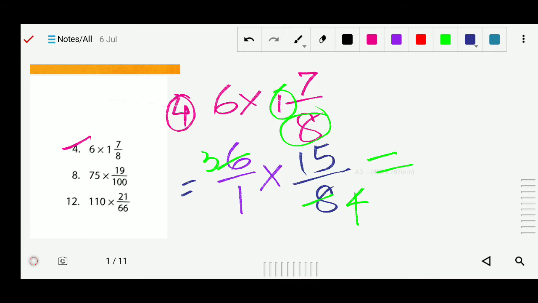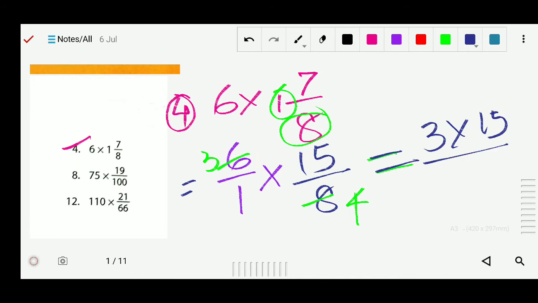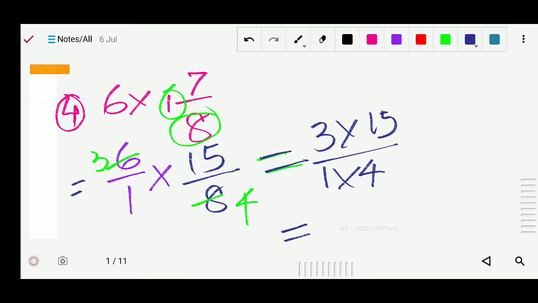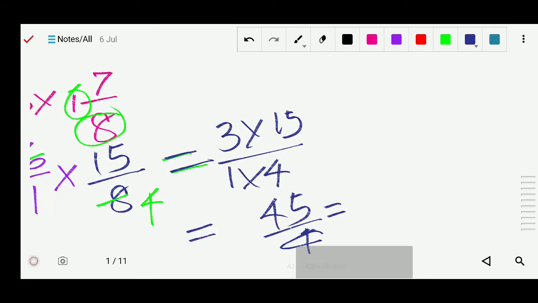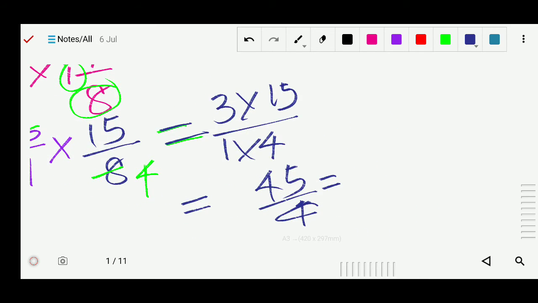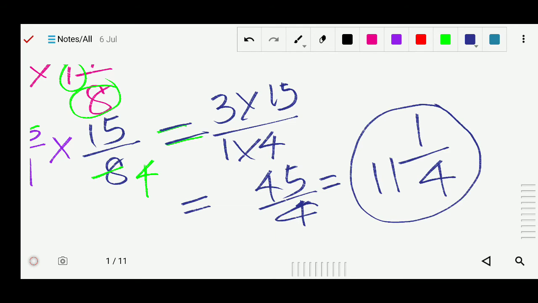So now we write 3 into 15, because the 3 remains, and 1 into 4. So 3 into 15 is 45, by 4. Again it is improper, so we change it to a mixed fraction. Divide 45 by 4: how many times? 11 times, so the quotient is 11 and the remainder is 1, over 4. You can do it by yourself, you know how. So this is the answer, 11 and 1 by 4.